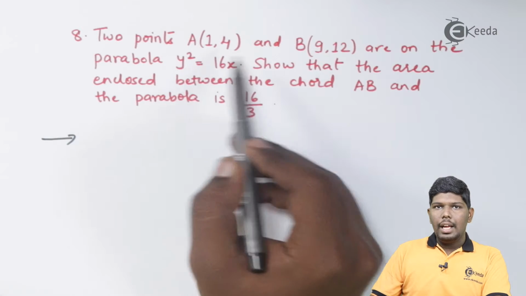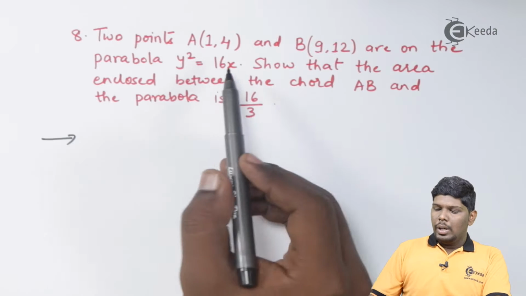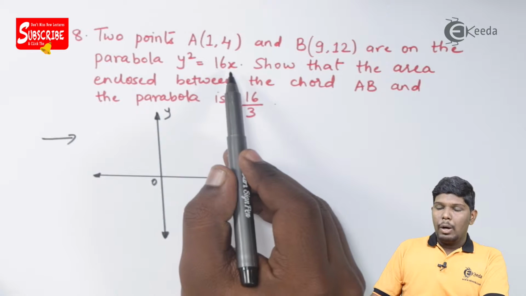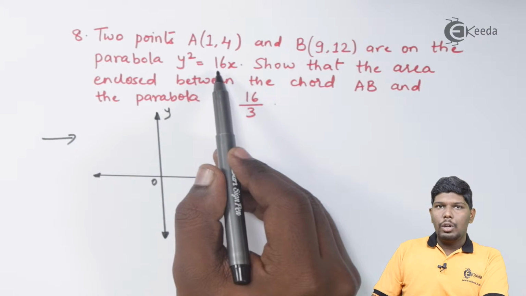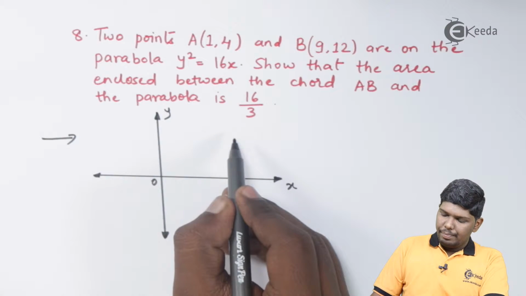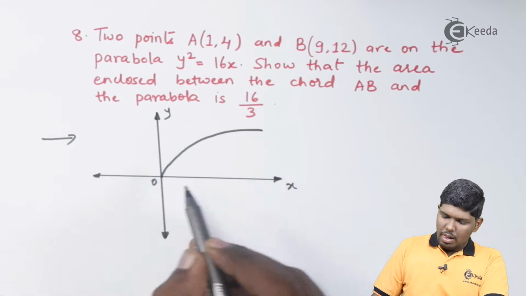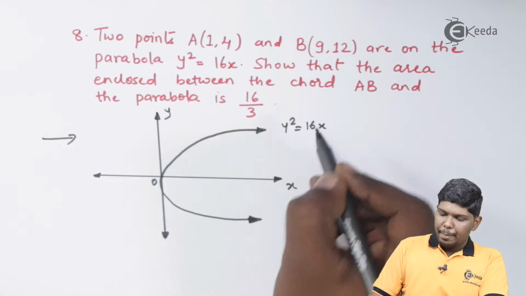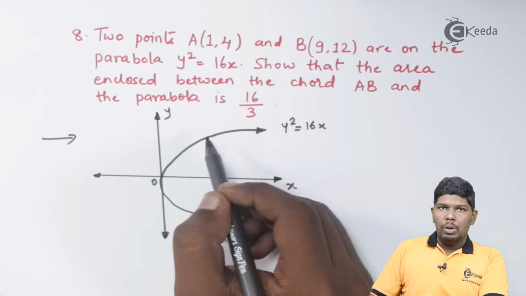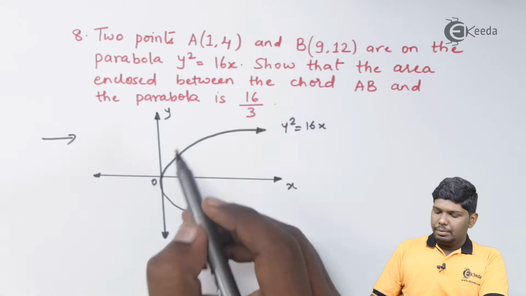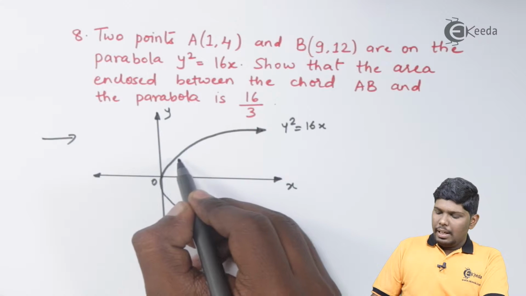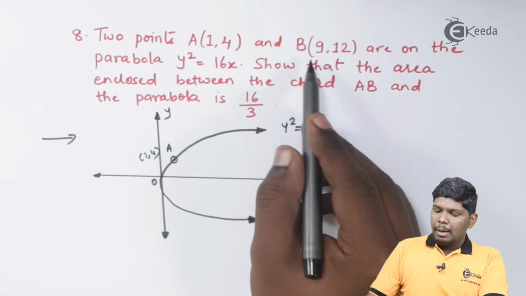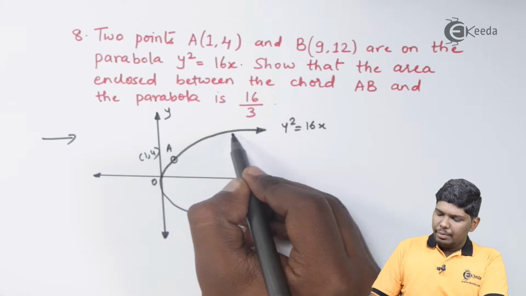They have already given that A and B lie on the given parabola. So let us start directly by drawing this curve. Parabola is y square is equal to 16x. The power of x is less and it is positive, so I will draw a parabola in positive x-axis direction. Now the points A and B lie on this parabola. Out of that, A is (1,4) and the second point is B (9,12), which is again in the first quadrant.